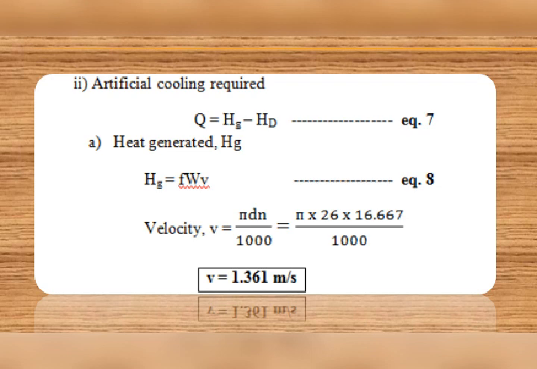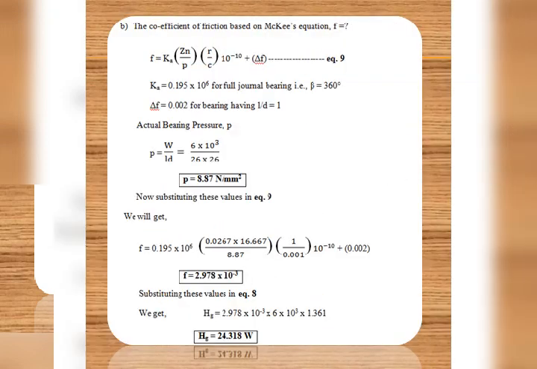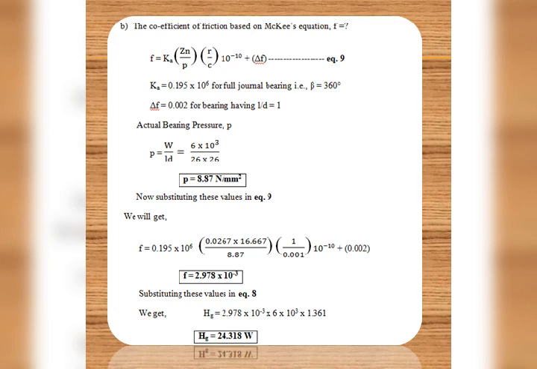Velocity V is equal to pi d n by 1000, where diameter just now we got, that is 26 into speed in terms of RPS 16.667 divided by 1000. Simplify, we are getting the velocity value is equal to 1.361 meter per second. Now soon after getting the value of velocity, coefficient of friction is required.